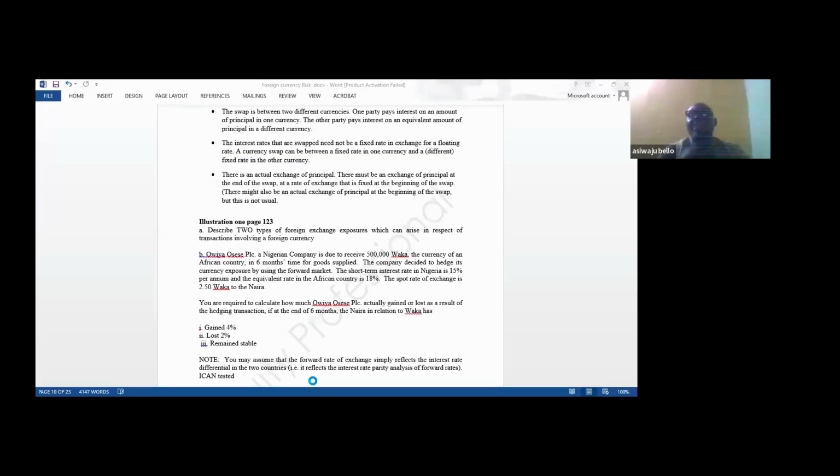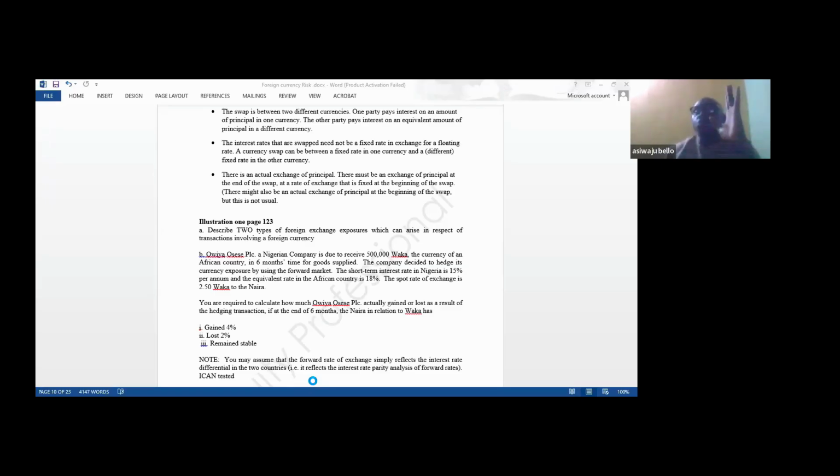Let's continue with the class. I had a temporary network glitch, but we are back. So we are trying to do a recap. We are looking at the types of rate: spot rate, forward rate, cross rate. We looked at the rules for buying and selling currency.